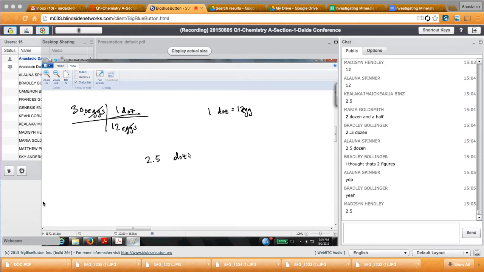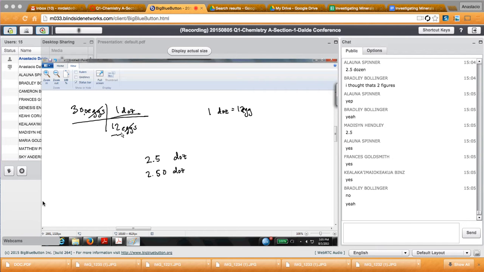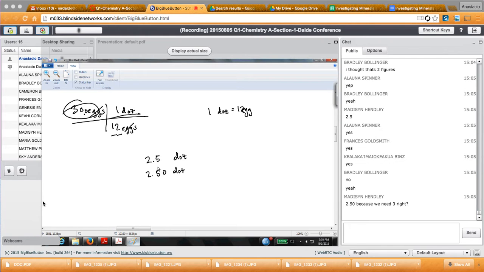Yazoo, why? Because I disagree. It's 2.50. Because even though the number 12 only has two significant figures, it is defined as 1 dozen is equal to exactly 12. Right? Infinite. So it has infinite significant figures. It has as many significant figures as I need it to have. So my original number had 3 significant figures, so my answer should have 3 significant figures. Because that 12 doesn't mess with things. Does that make sense to you? Yeah. Because the 12 is an exact conversion.